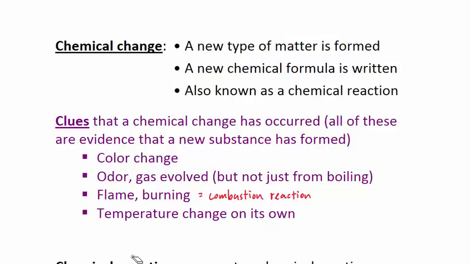Okay. But if I hold the flame to it for longer, well, first of all, what kind of change was that when all I did was make these little clear spheres? Physical or chemical? If we melt sugar and it freezes again, those are physical changes.